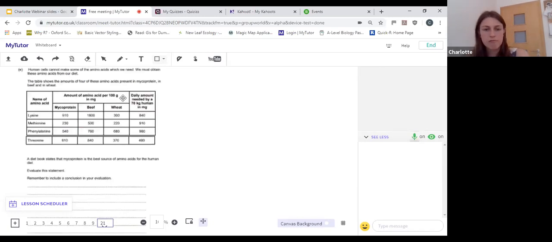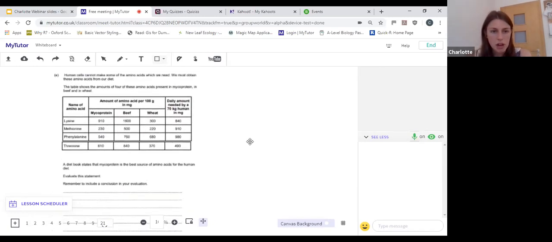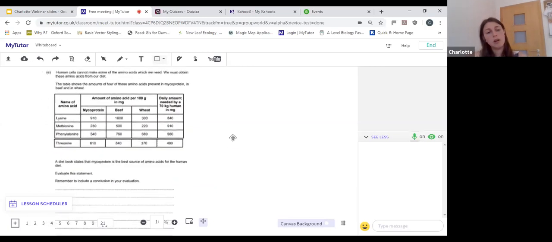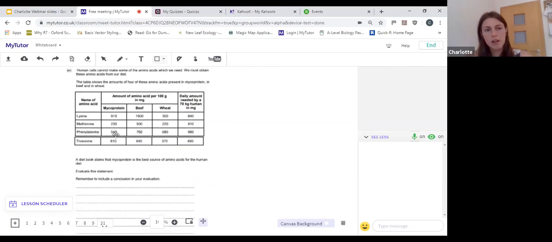Okay, and finally, really quickly, because I appreciate we're running out of time, I wanted to cover how a longer question might be phrased here. Human cells cannot make some of the amino acids which we need. We must obtain these amino acids from our diet. Protein. The table shows the amounts of 4 of these amino acids present in mycoprotein, in beef and in wheat.